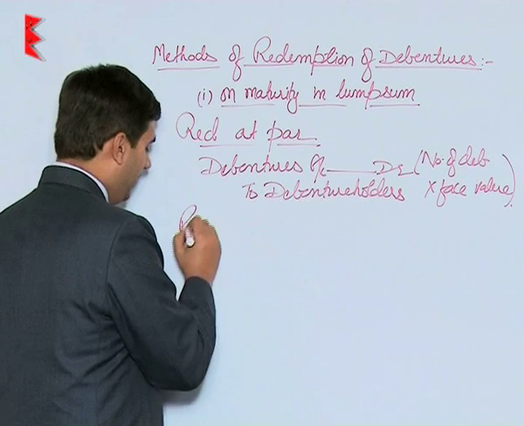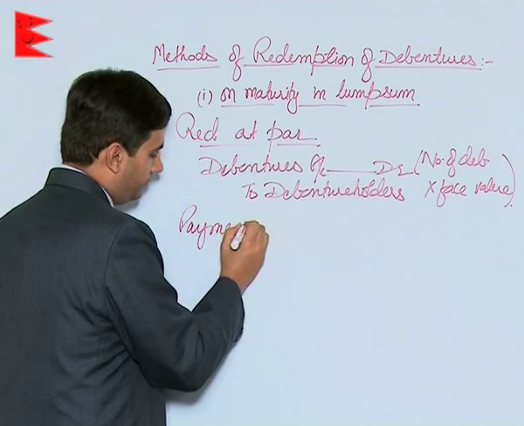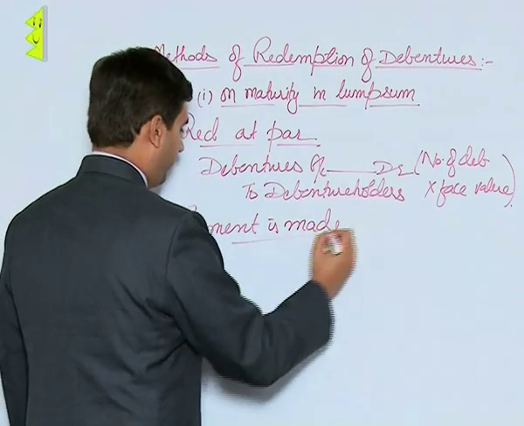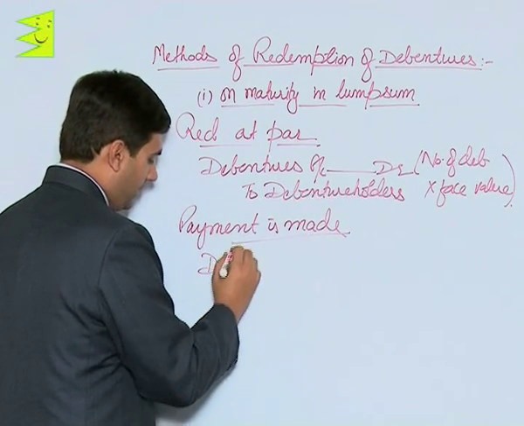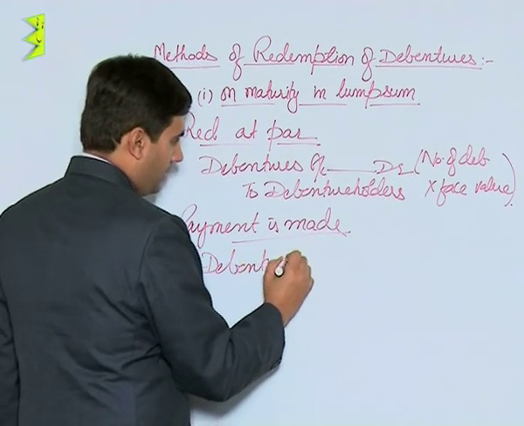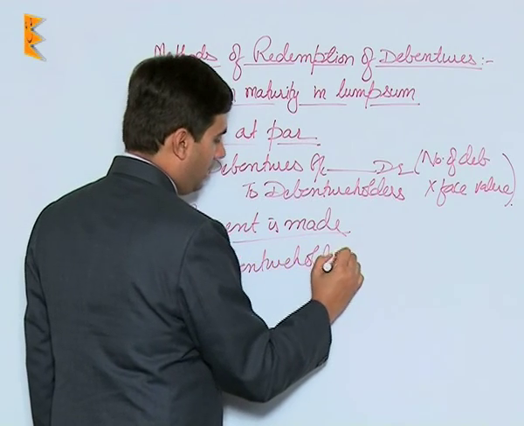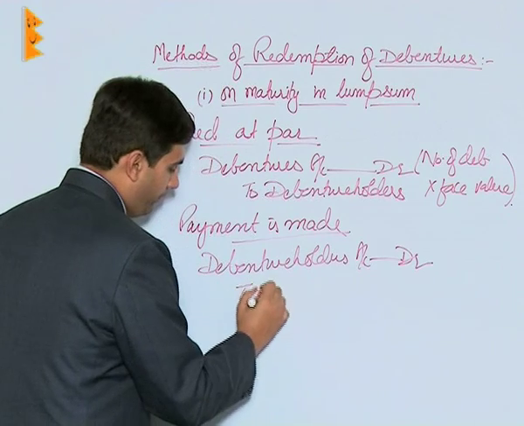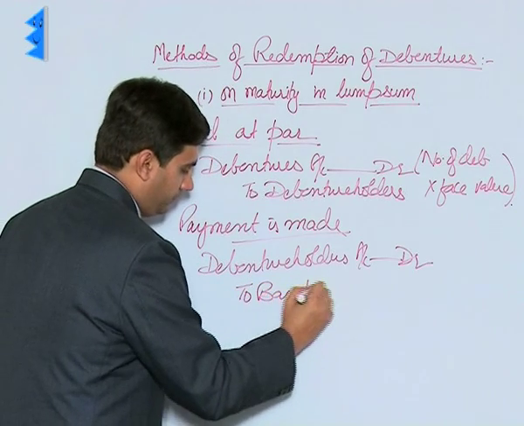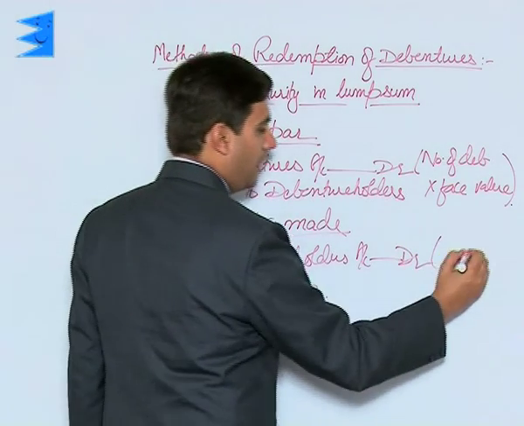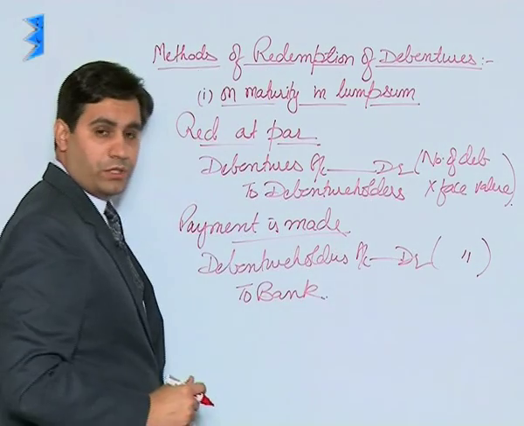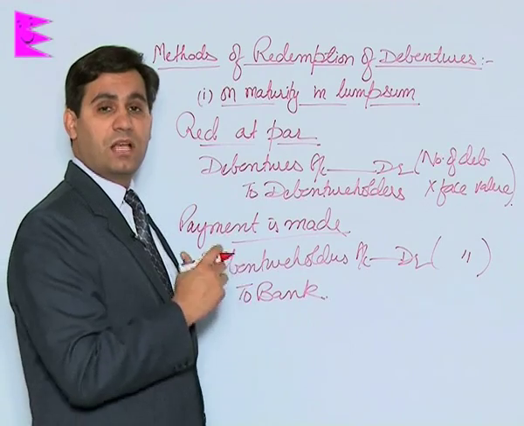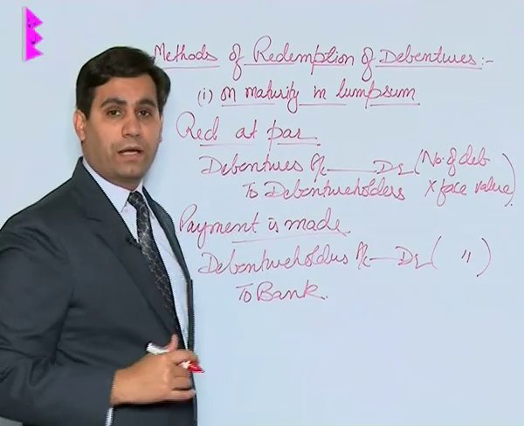Then when payment is made, in that case debenture holders account debited to bank. This is the amount paid, that is the same amount. Right students, these two entries are done in case when debentures are redeemed at par.